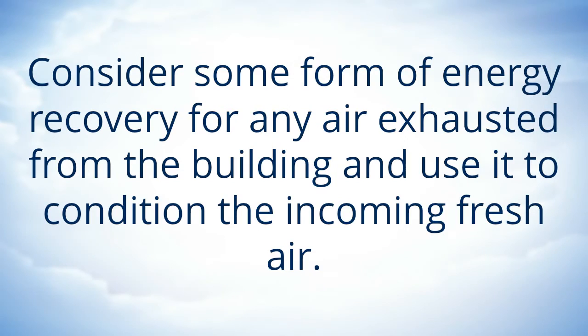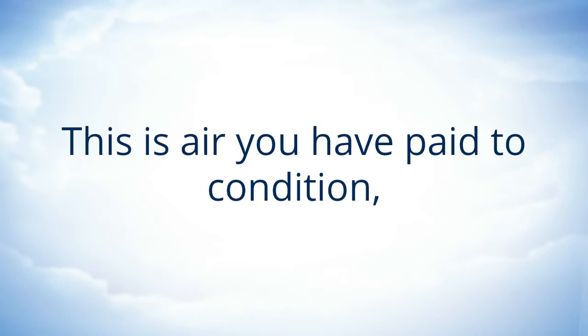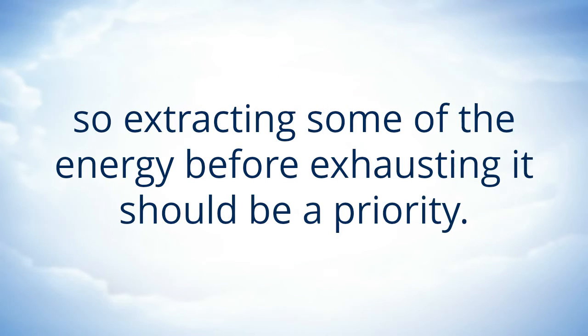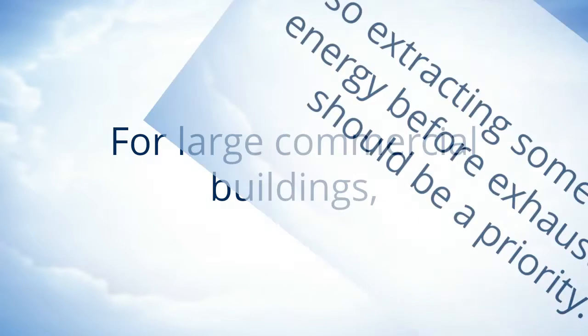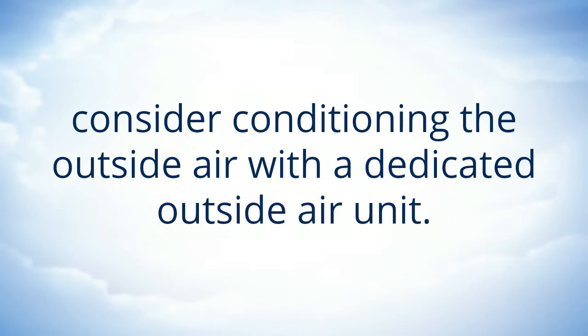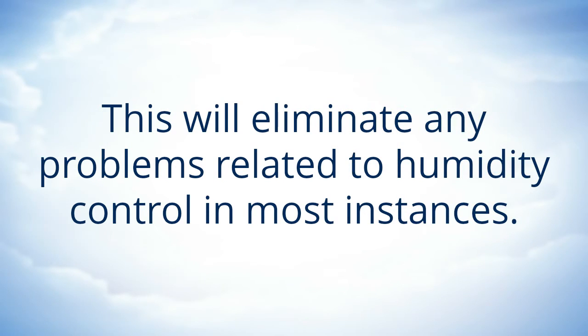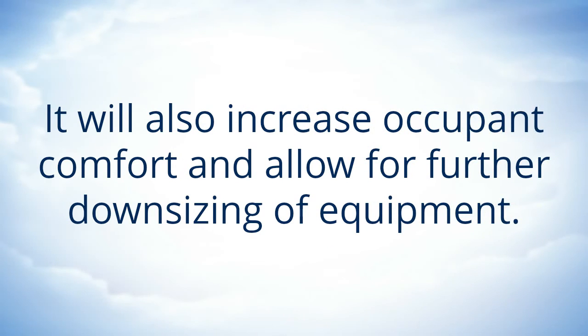Consider some form of energy recovery for any air exhausted from the building and use it to condition the incoming fresh air. This is air you have paid to condition, so extracting some of the energy before exhausting it should be a priority. For large commercial buildings, consider conditioning the outside air with a dedicated outside air unit. This will eliminate any problems related to humidity control in most instances. It will also increase occupant comfort and allow for further downsizing of equipment.